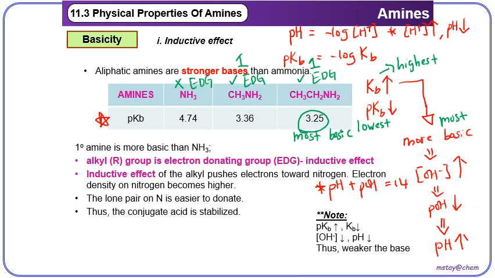Okay, then now we are going to look at why. The greater the number of carbon means that the alkyl group will push electrons towards the nitrogen, and then make the electron density on the nitrogen higher, so it is easier to donate electrons. So here we can make a conclusion: the bigger the alkyl group, the stronger the inductive effect on the basicity.